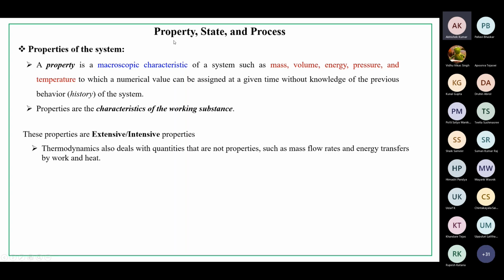Property means, as I earlier mentioned, we are studying macroscopic, that means classical thermodynamics. A macroscopic property means a particular characteristic of the system, like what is your weight, what is your height. Whatever the system is, at that instance, its property we are mentioning, such as the system has 4 kgs of mass.